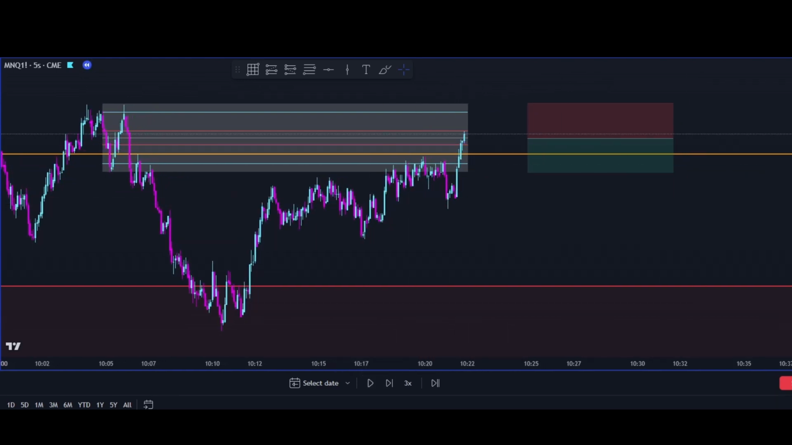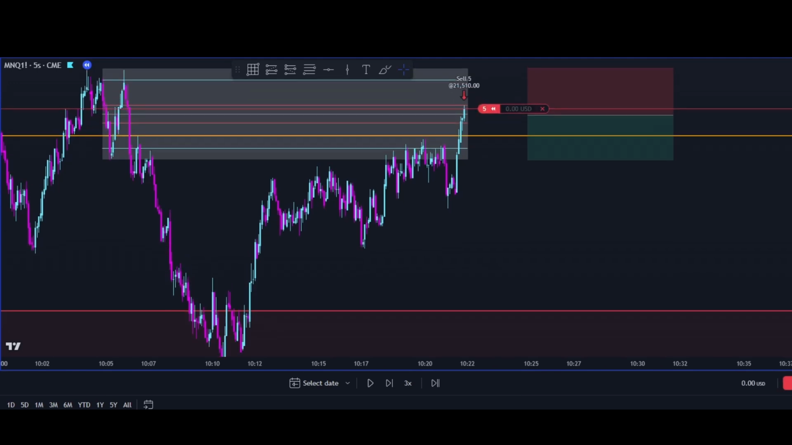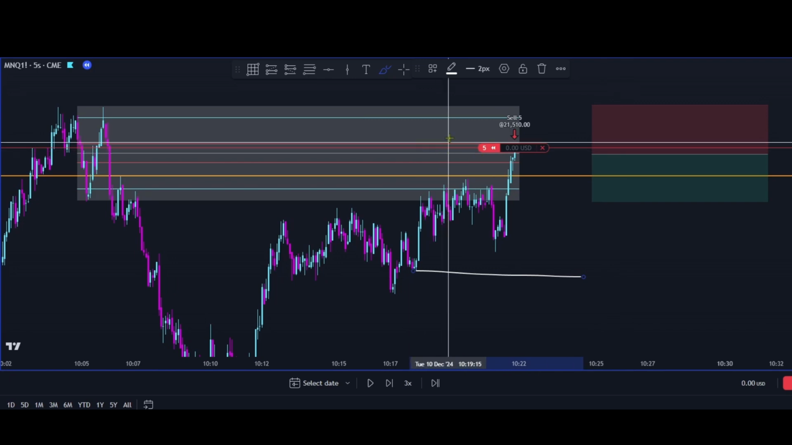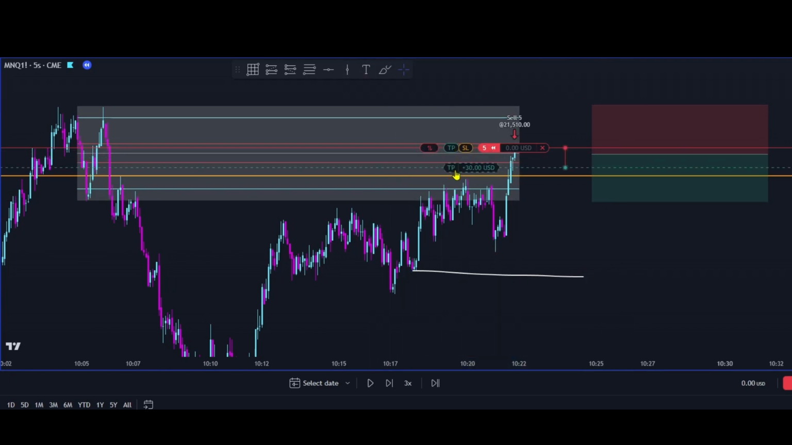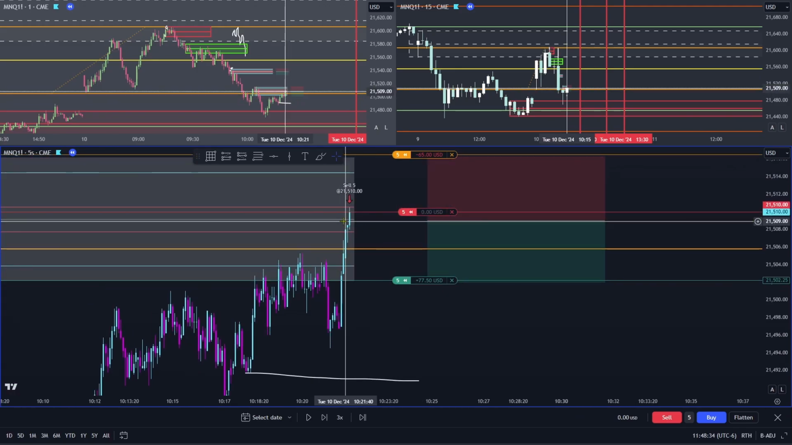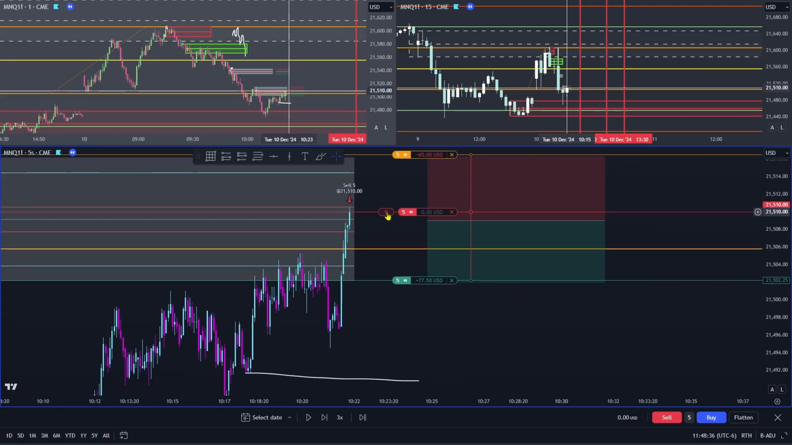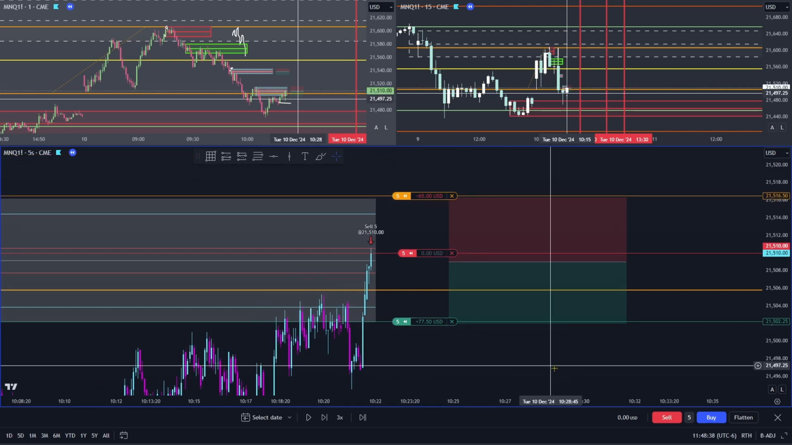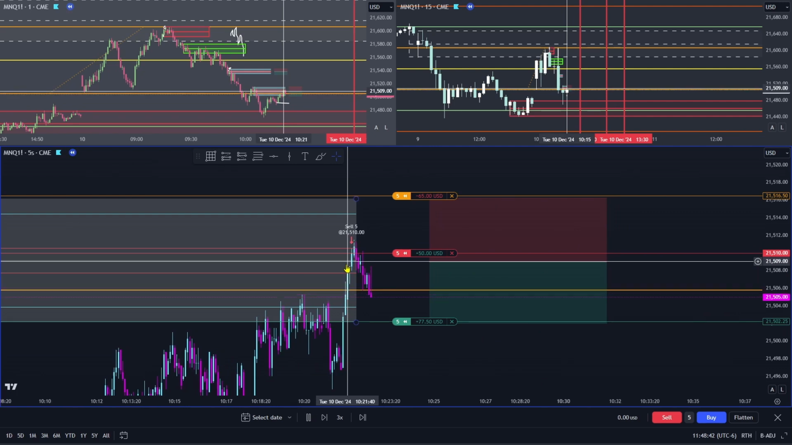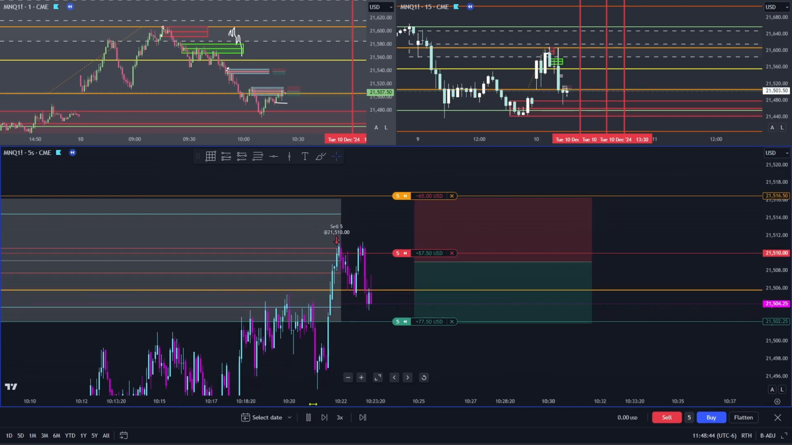Oh, I would have been tapped in right here, so I would have been filled. My takeoff would have been this break of structure, which it did not. And then we would put our TP below and our stop loss one tick above. Okay. So let's pretend that we're at 50% because we can't do limit orders when we're backtesting. Let's just pretend that we got it at 50% here. See what happens.